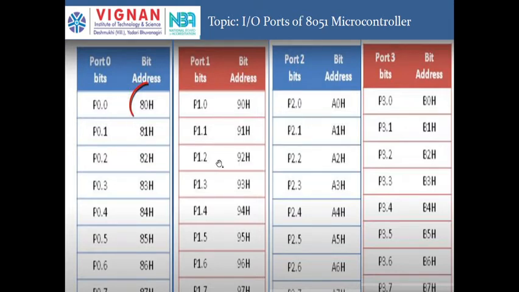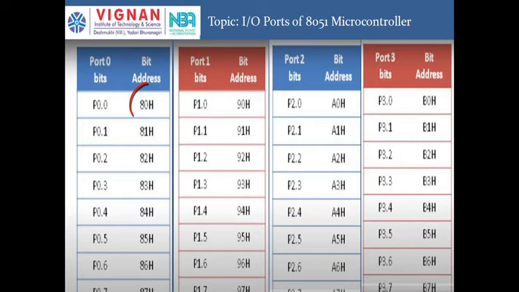The bit addresses of the ports are as shown here. Each and every port pin has a separate address. For example, port 0 has 8 bits, 8 pins, P0.0 to P0.7. P0.0 has an individual address 80H, P0.1 81H, P0.2 82H and so on, P0.7 87H. In a similar way, P1.0 starts with 90H and so on, P1.7 97H. Like that, P2.0 A0H, so on, P2.7 A7H, P3.0 is B0H, P3.7 is B7H.